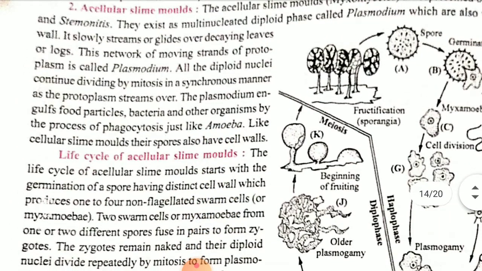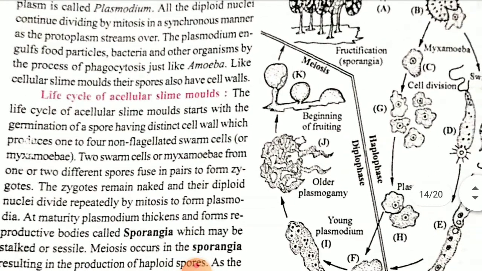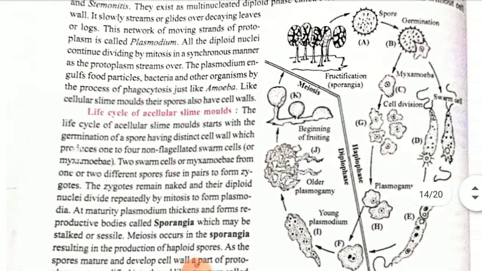Acellular slime mold, this one is also known as your Myxomycetes, and they exist in a multinucleated diploid phase, okay, called your plasmodium. So here also mitosis cell division is going to take place and they will show phagocytosis, that is the cell engulfing process will be carried out. Their life cycle is also having two phases, the haplophase and diplophase.